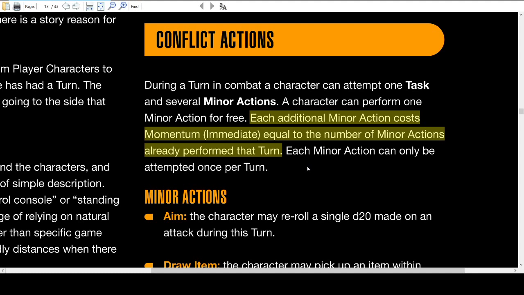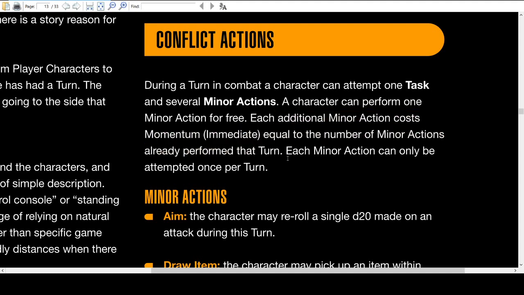I think you cannot even go more than 3 minor actions, because your maximum pool is 6, so you would be spending 6 momentum points just to perform your fourth minor action in the same turn. Okay, and then the last restriction is that each minor action can only be attempted once per turn, so you cannot repeat minor actions that have already been done.